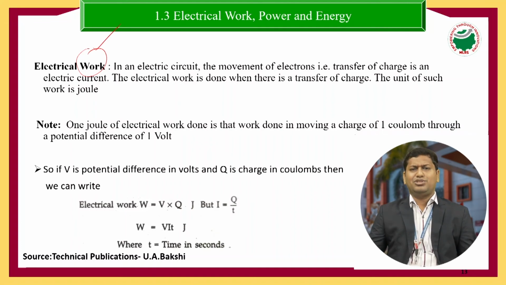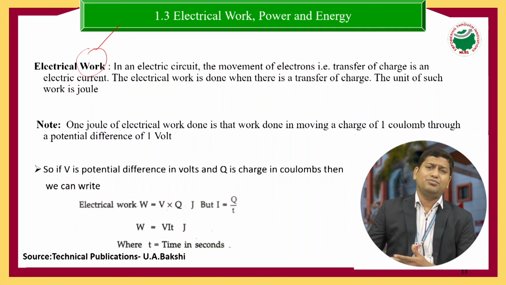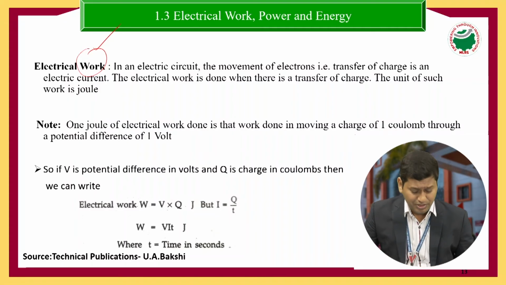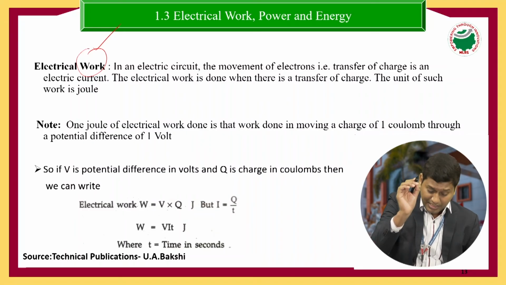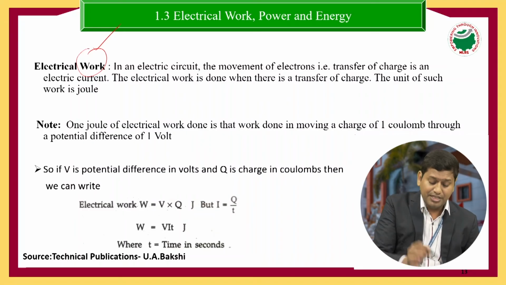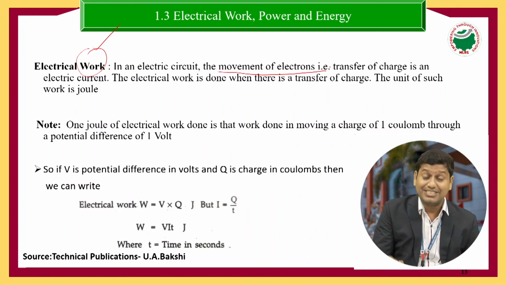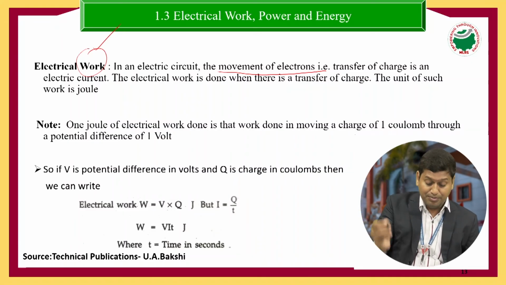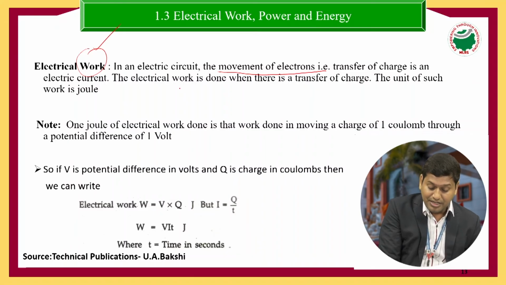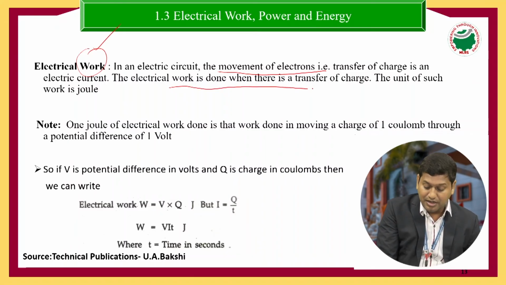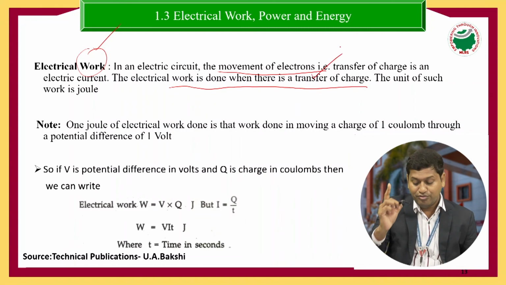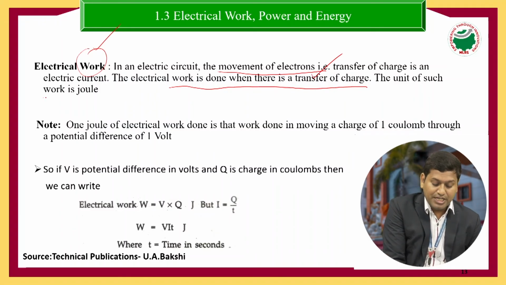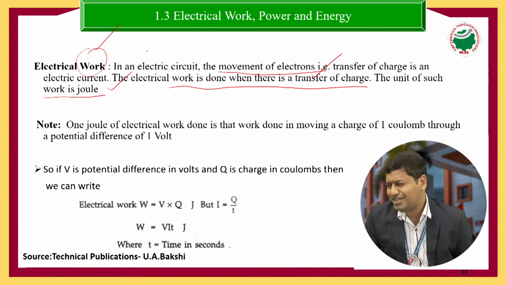Electrical work, similarly, is also one type of work. Something needs to be moved from one point to another. In electrical engineering, electrical work is defined like this: the movement of electrons, that is, the transfer of charge takes place. The electrical work done is when there is a transfer of charge. The unit of such work is the joule.